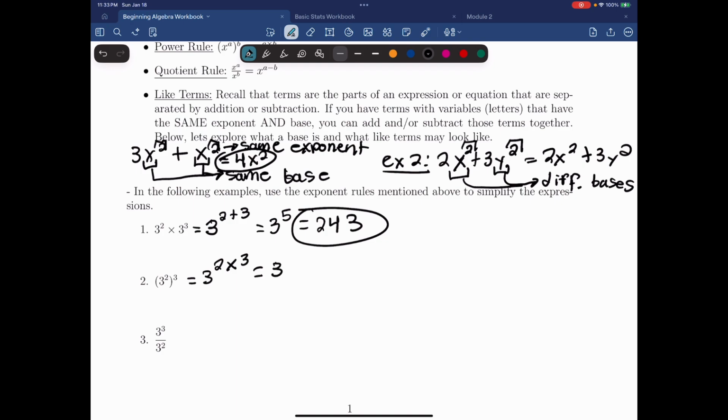So we're going to have 3 raised to the 2nd power, or 3 raised to 2 times 3. So what is that going to be? Well, that's going to be 3, and then 2 times 3 is 6, and 3 to the 6th power evaluates to 729.